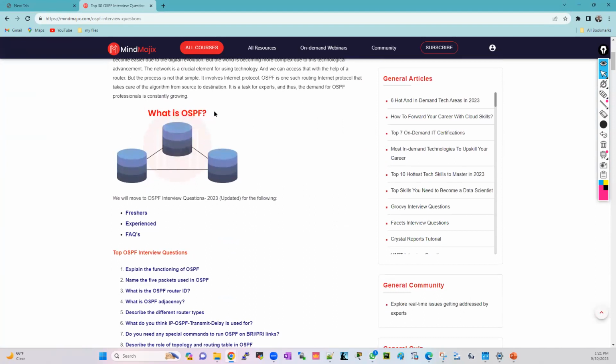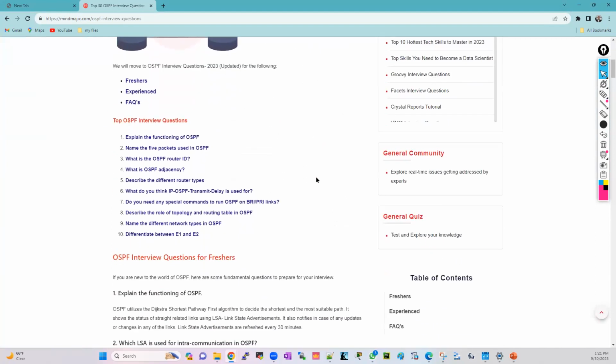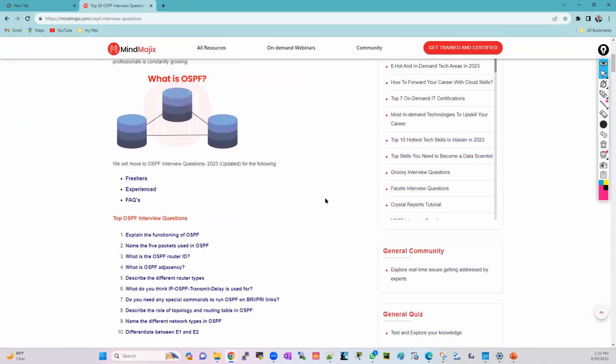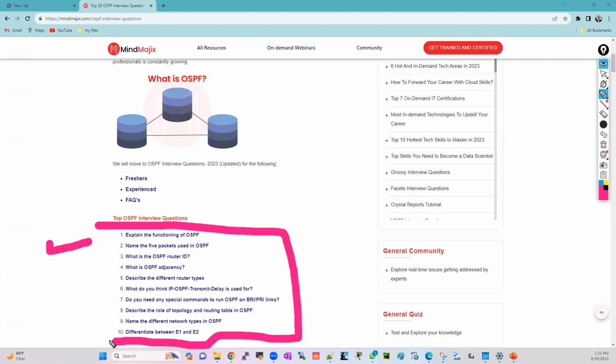See the first one, it says, what is OSPF? They can never ask that one. Nobody can say what is OSPF. They can only ask, do you know how to configure OSPF? The answer should be yes. So if you look at this, these are just basic questions. They may not even ask any of these because it's too elementary.